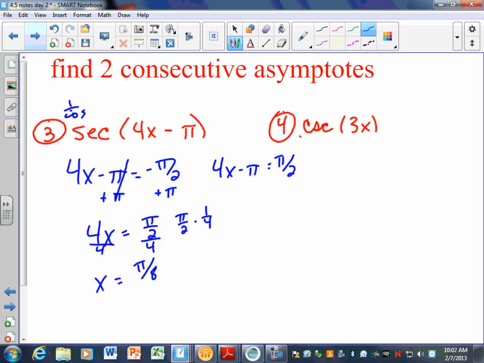Like on this one, when I add pi over, pi halves plus pi is not pi halves anymore, right? Like those are both positive. That's going to be 3 pi halves. So make sure you do the math there on those. Divide by 4 is still the same as multiplying by 1/4. So the next asymptote on that one would be 3 pi eighths. Again, those aren't really so pretty. That's why you don't have to graph those. But that's how you find 2 asymptotes.